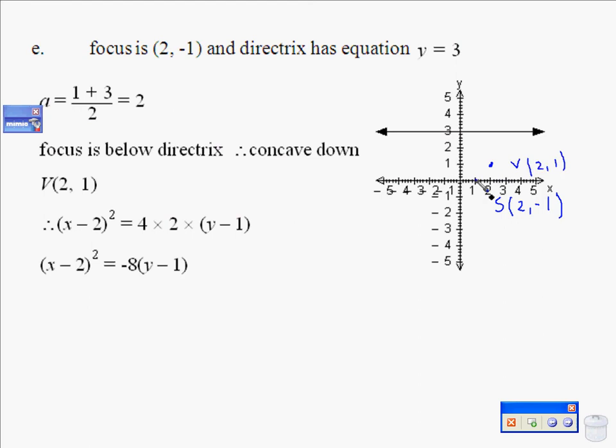Also, our parabola must be concave down, because the focus is below the directrix. So there we go, that's what the focal length is. We know what h and k are, so we can substitute. It's going to be minus 8 in this case because it's going to be concave down. We should have a minus in there to start off with. We got it in at the end but not there.